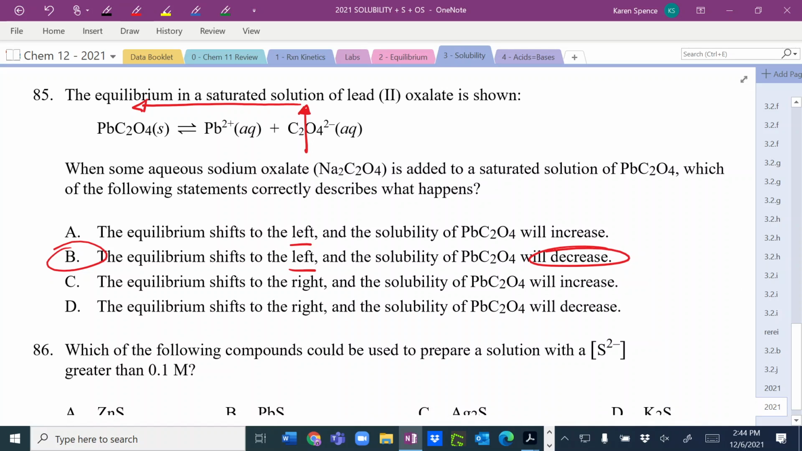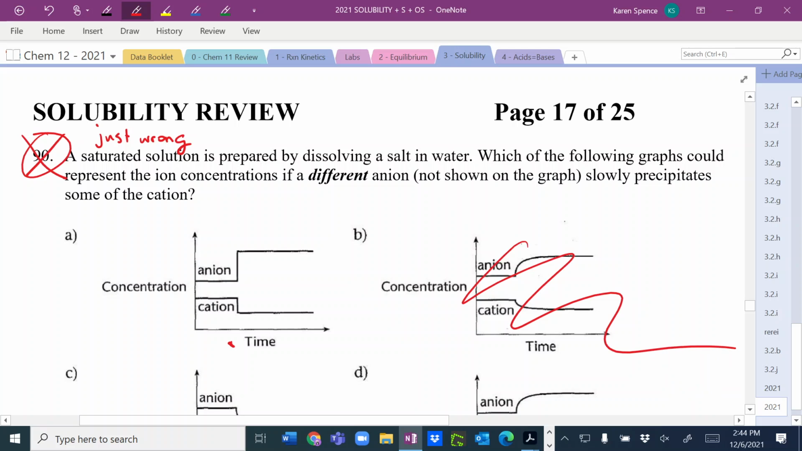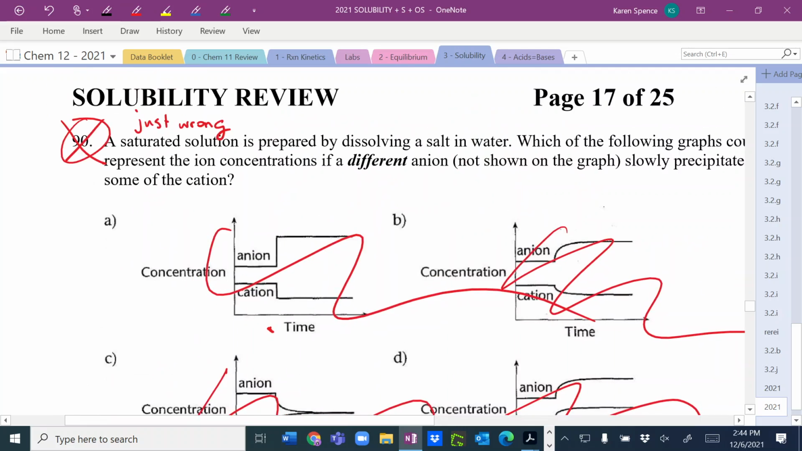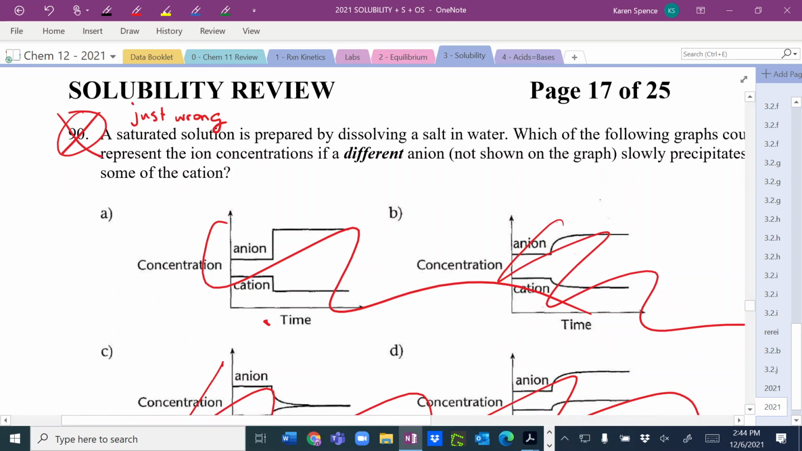And like I said, number 90 is just wrong. None of these answers are correct. None of them. Okay, they're just wrong. Yeah, we could look at 91. Let's take a look at 91.